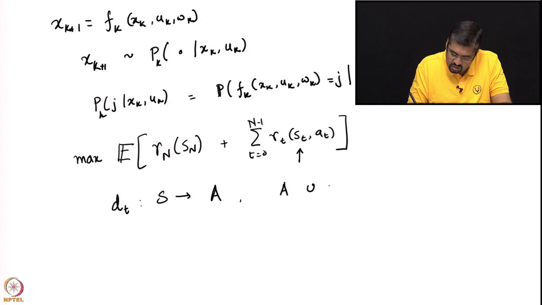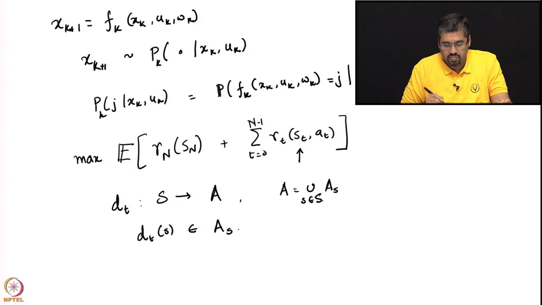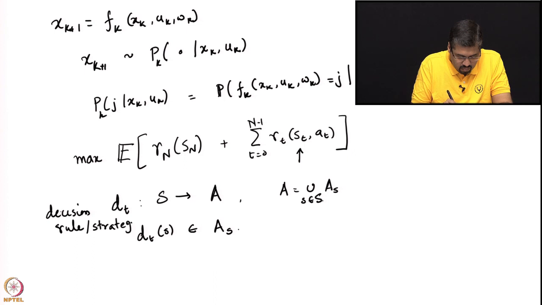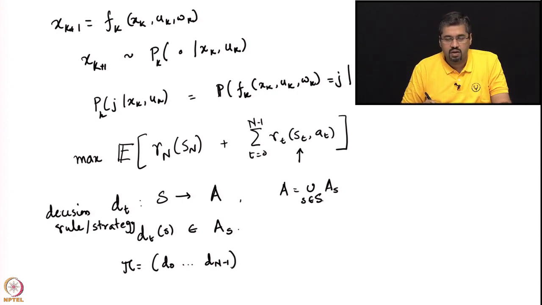A here is the union of A_s over s in capital S, where d_t must have the property that d_t of any s must lie in the feasible actions available at that particular state. So what we need to choose therefore are these functions. This is called a decision rule or a strategy, and what one needs to do is choose this policy P, which comprises decision rules from d_0 to d_{n-1}. These n decision rules have to be decided in order to solve this problem.